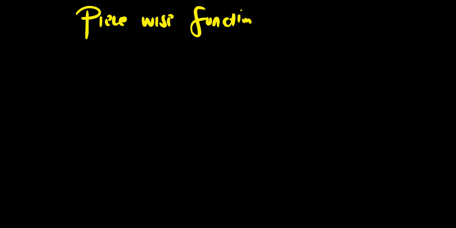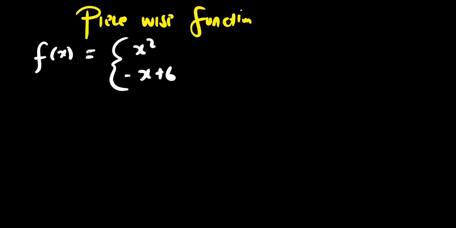Now, limits can also be solved using what we call a piecewise function. Okay, so a piecewise function, mostly the way they're going to ask you is, let's say you have f of x. They'll give you the values. Let's say x squared, and let's say negative x plus 6. On top, the domain is x less than 2. Down, you have x greater than 2.